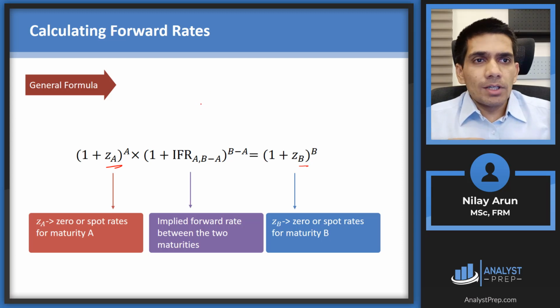Like the example which we were taking, if we have to look at the rates between year 2 and year 3, the shorter maturity is 2, the longer maturity is 3. So we will require the spot rates for year 2 and year 3, and that is what we are going to put into the formula here to calculate the IFR. Remember, IFR is the unknown rate. That is what we are calculating here. So let's try out an example.